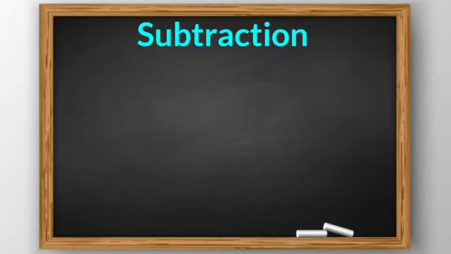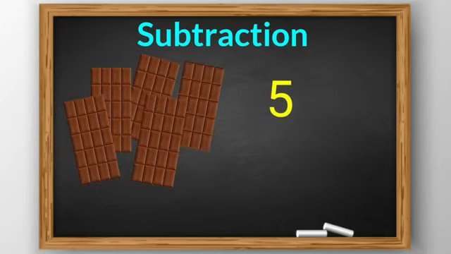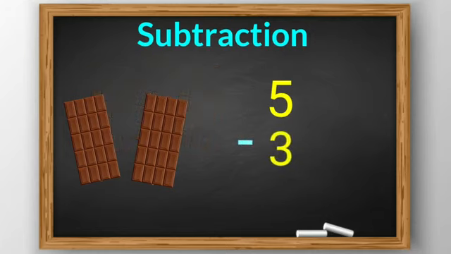Children, there is one more way of writing subtraction, that is in a vertical manner. Suppose I have 5 chocolates with me. If I eat away 3 chocolates, how many chocolates are left with me? Let's count. 1, 2. There are only 2 chocolates left.